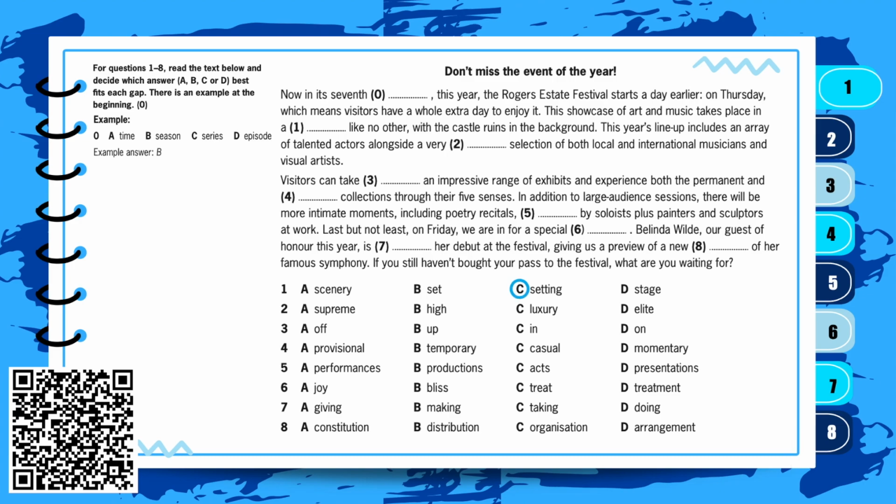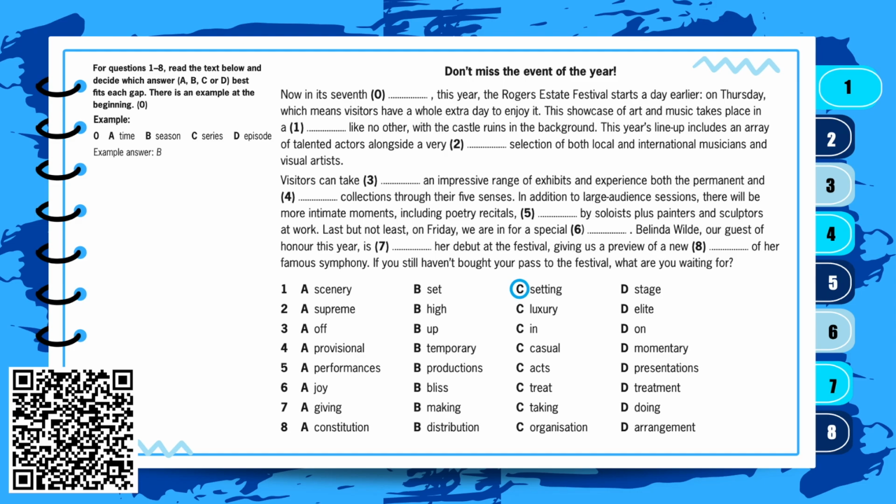The word setting refers to the place or surroundings where something takes place. In this context, the sentence is describing the location of an event that showcases art and music, with the castle ruins in the background. The word scenery refers to the natural landscape, and while the sentence mentions the castle ruins, it is not clear whether the area is characterized by natural scenery.